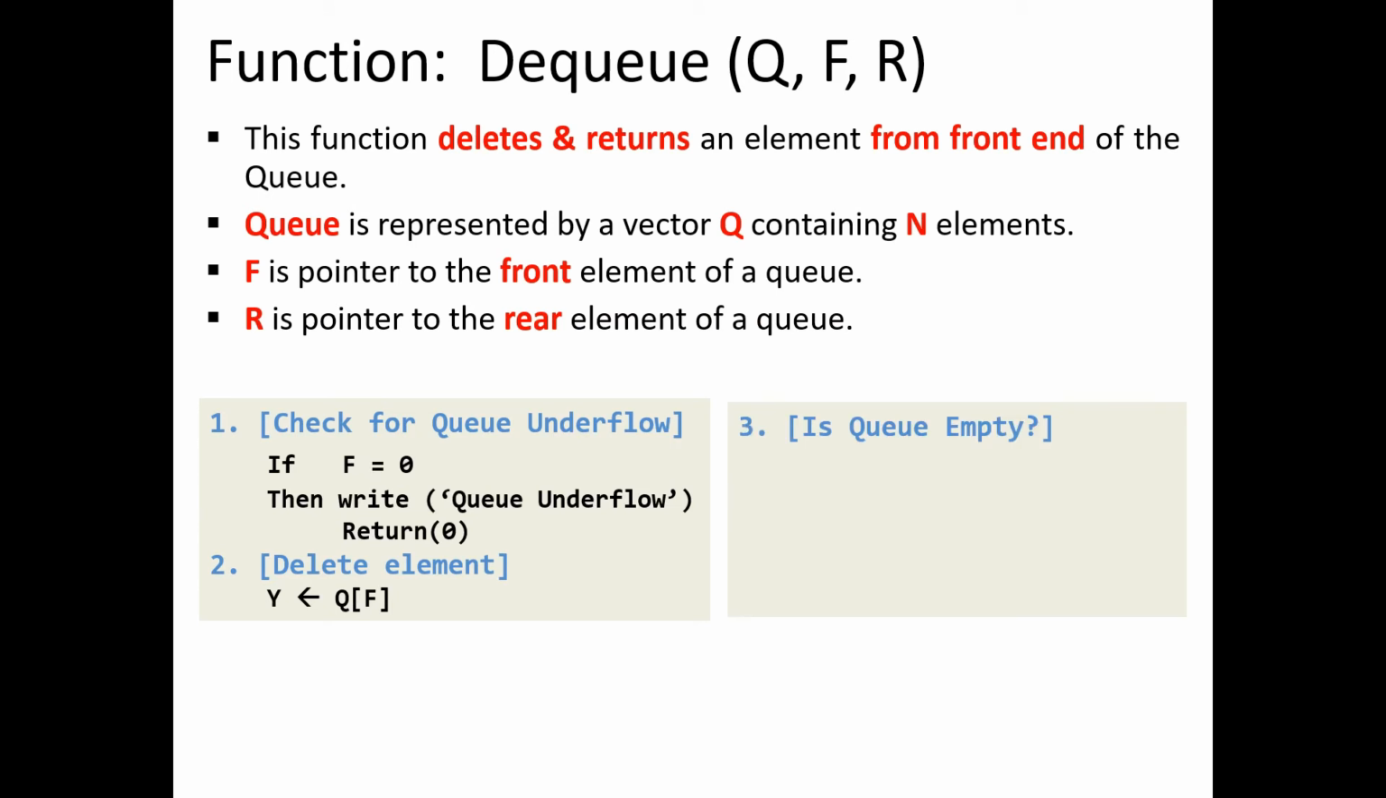Step number 3 is Q empty? If F is equal to R, then front and rear both are 0, then our Q is empty. Otherwise, F is incremented by plus 1. So our front is incremented by plus 1, and F plus 1 is stored into F.